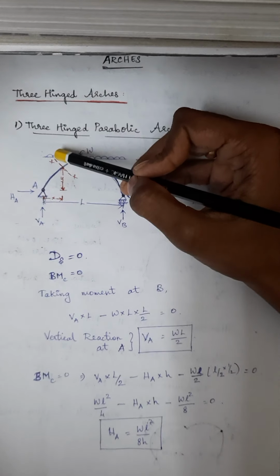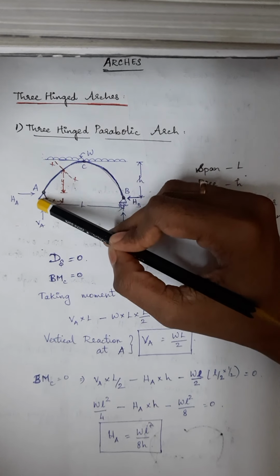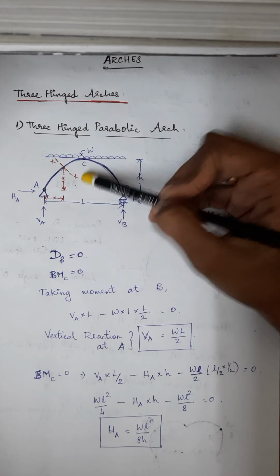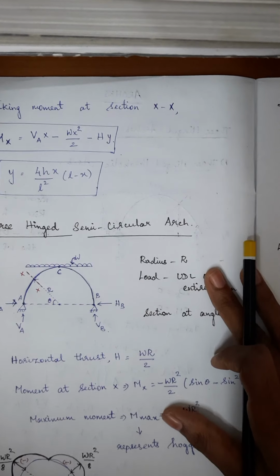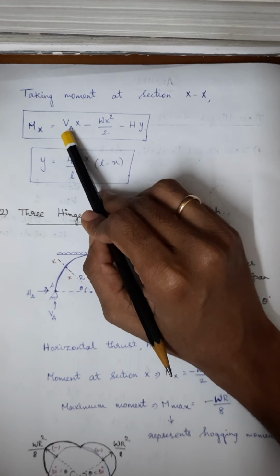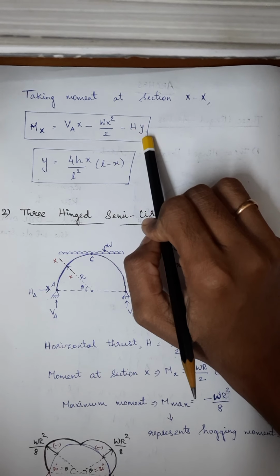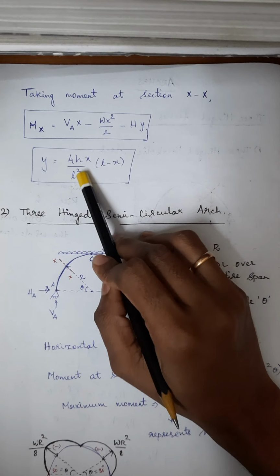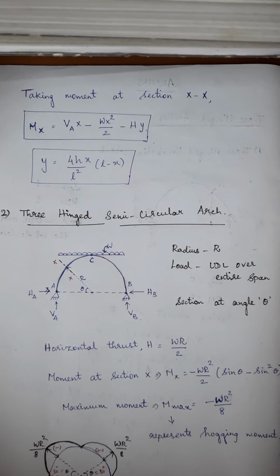Next step, we have to cut a section in a parabolic arch. Section is cut at a distance of X from the point A and rise of Y. Section XX is made here. So, by taking moment at XX, we can determine MX. MX will be equal to VA into X minus WX square by 2 minus H into Y. To determine this distance Y, we have a formula 4hX divided by L square into L minus X. This is for 3-hinged parabolic arch.